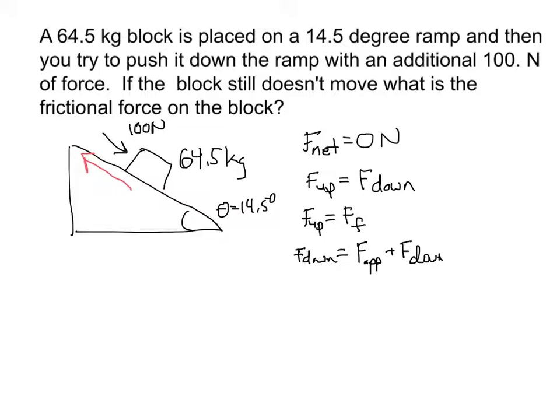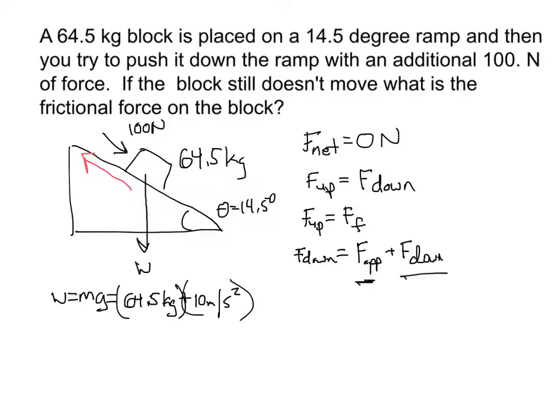So to find the force of friction in this problem, all we really need to do, since we're given the applied force of 100 newtons, is find F down, the way we would normally. So remember we have our weight going down, which in this case the weight is mg, or 64.5 kilograms times the 10 meters per second squared, which will be gravity. So we know we have a 645 newton weight for our object.